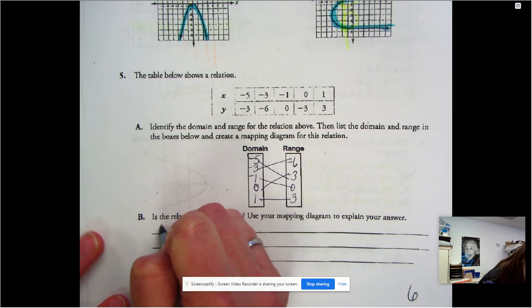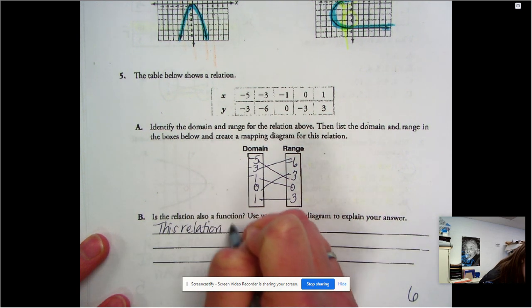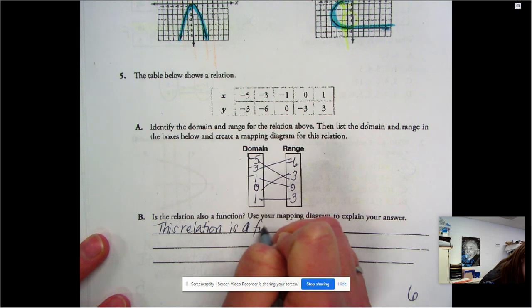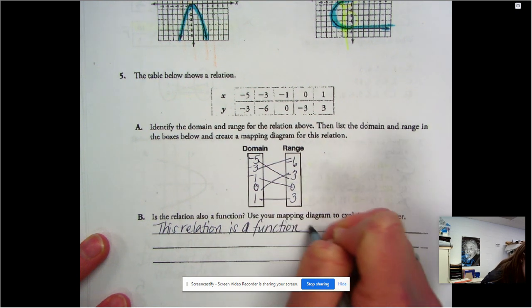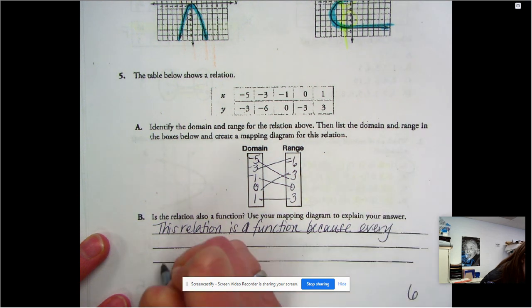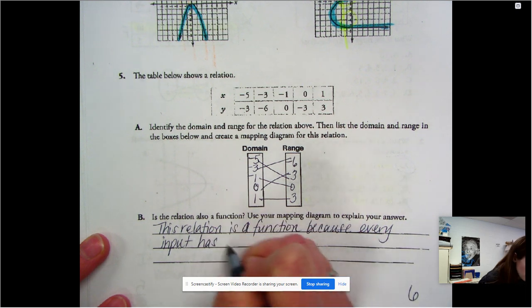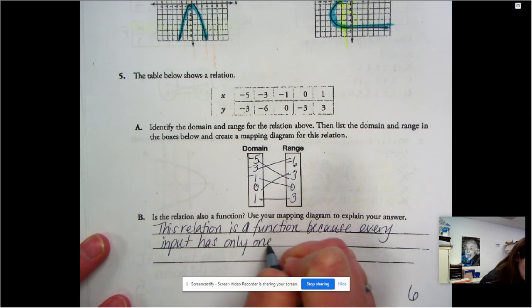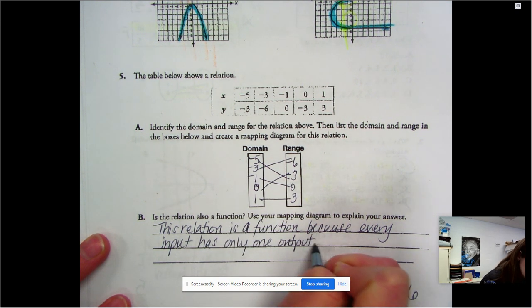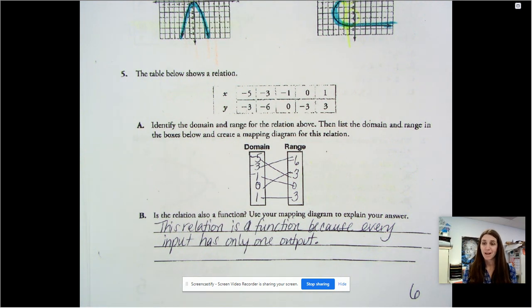So this relation is a function because every input, we use our classic line, every input has only one output. Classic line, every input has only one output. Memorize it, write it down. Okay, that's it for class today.